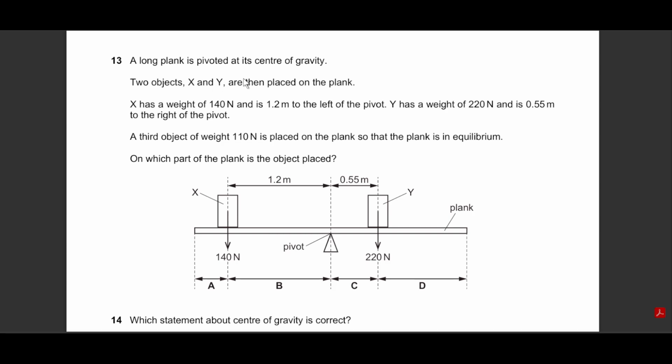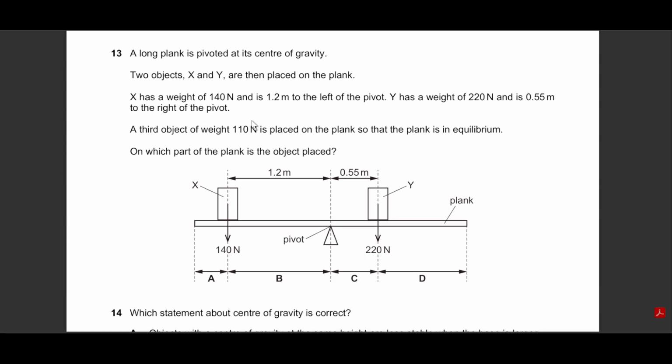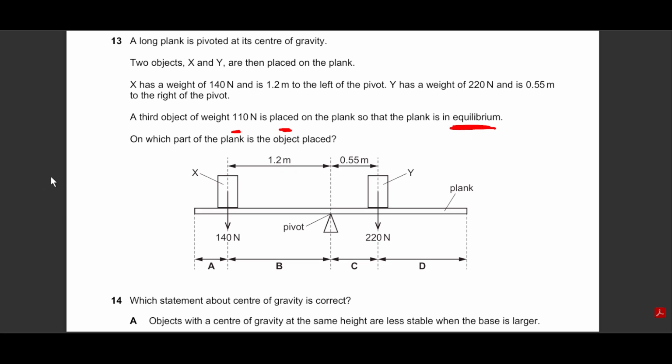Question 13 requires a bit of calculation. So everything is given to you. The question is about on which part of the plank the object should be placed so that it stays in equilibrium. So let's find out the moment by both sides. So due to 140, it's going to be anti-clockwise. The distance is 1.2. So this moment is 140 multiplied by 1.2. This gives me 188 Newton meters.